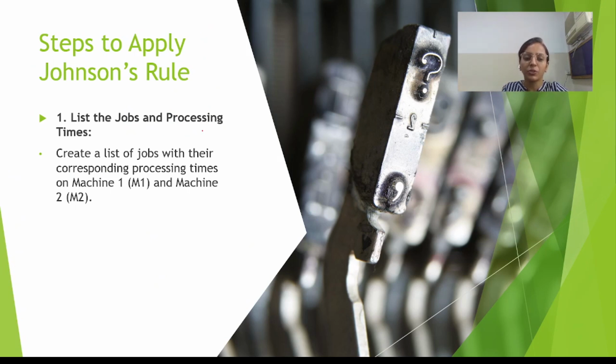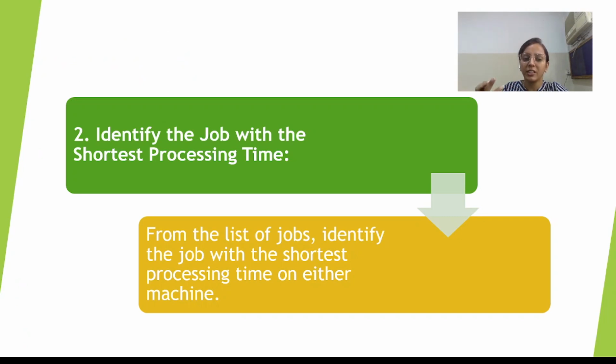Create the list of jobs with their corresponding processing times on the different machines. Like if it's passing through the two machines, M1 and M2, write down the processing time for each machine. This is the first step as per Johnson's rule. The second step is to identify the job with the shortest processing time. So you have to find out on which job the time is the smallest, the shortest, the least, right?